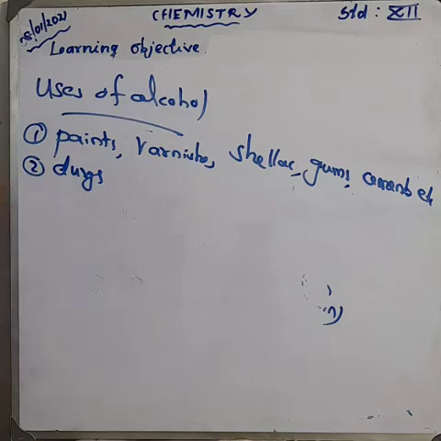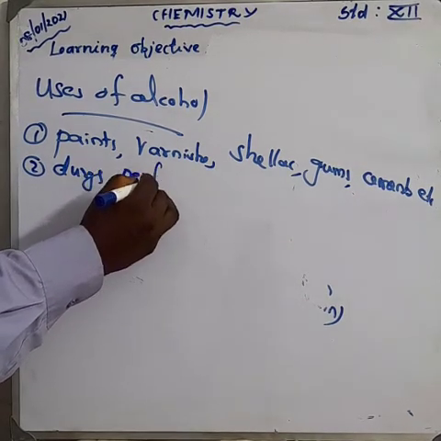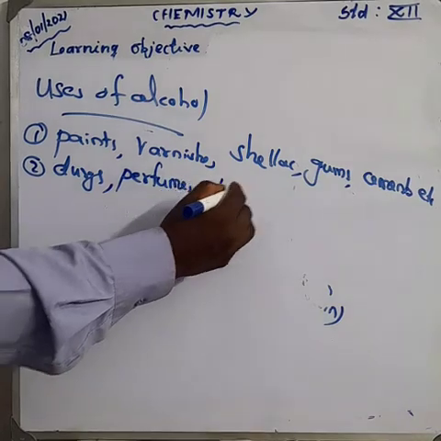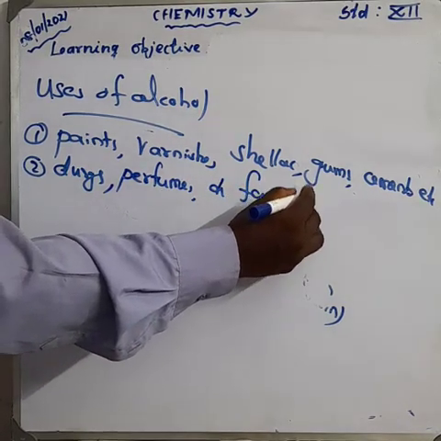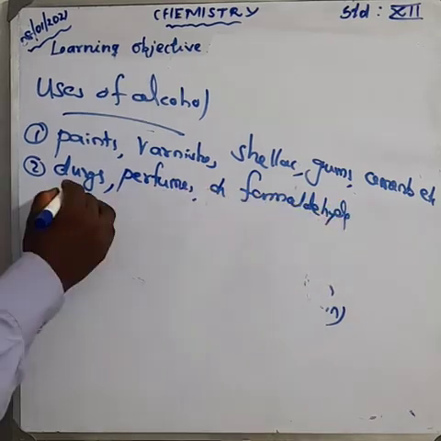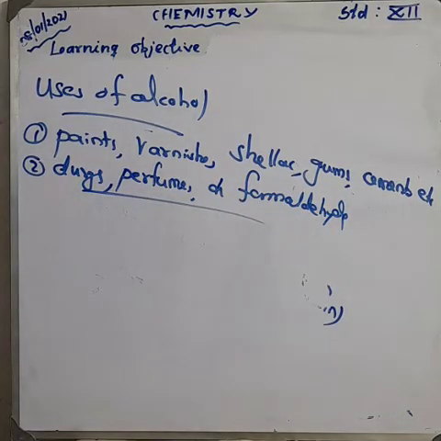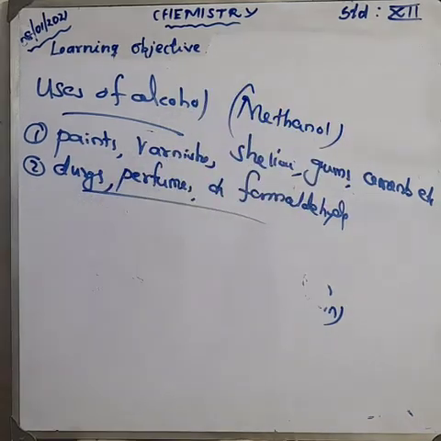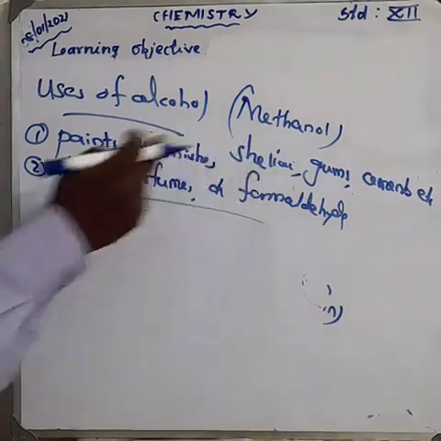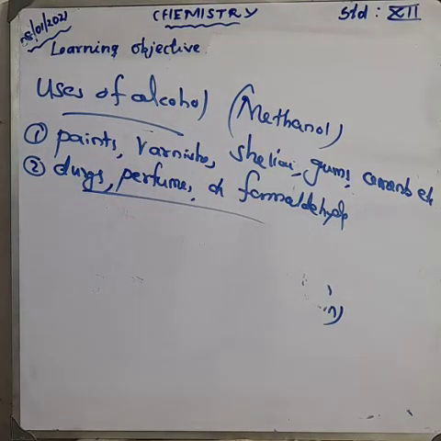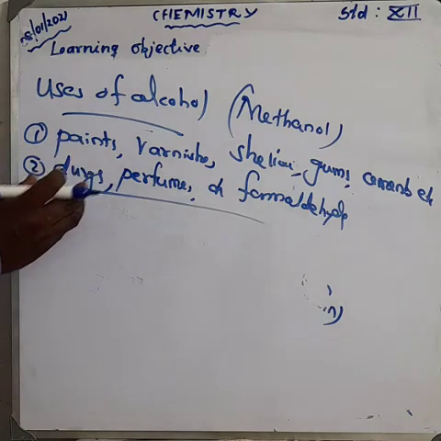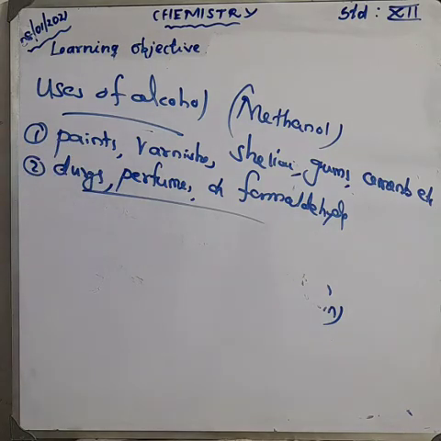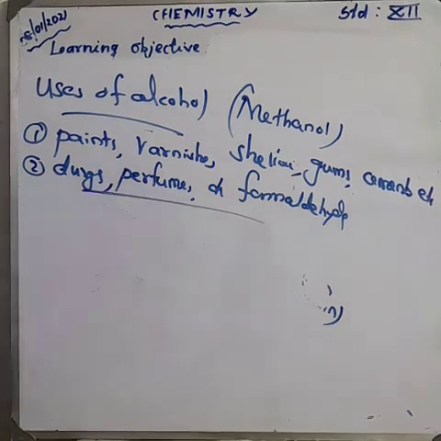Drugs means medicine. Also perfumes and formaldehyde. These are used in the manufacture of drugs, perfumes and formaldehyde. This is only for methanol. Methanol is used as a solvent for paints, varnish, shellac, gums and cement. What about the other one? It is used in the manufacture of drugs, some important medicines, perfumes and also formaldehyde.